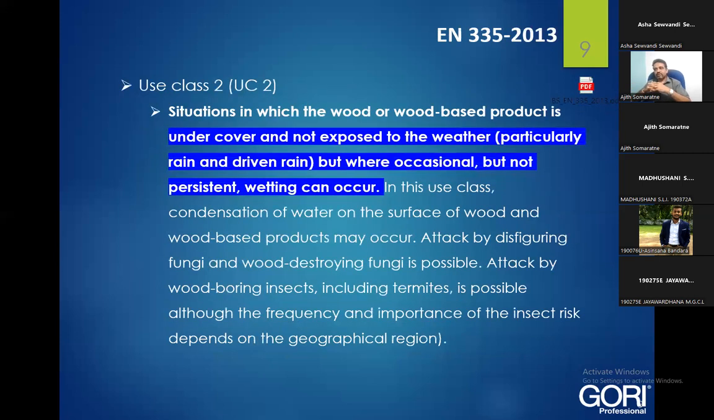The second one is situations in which the wood or wood-based product is under cover and not exposed to the weather, right? The first one is inside the house or inside the building. Here it says under cover, not exposed to the weather, but where occasional but not persistent wetting can occur. Let's take an example like a bathroom cabinet. It will not be exposed to the weather, sunlight, or rain, right? But moisture or wetting can occur occasionally. Maybe a pantry cupboard we can also take into this category. So it is use class two.